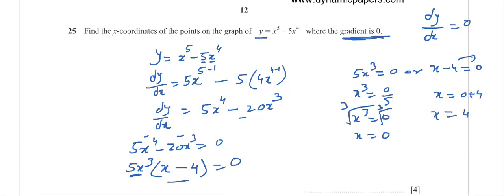So it means the question was saying just find the x coordinates. No need to go for y. Sometimes you can be asked y also, so this value of x you will put here. So what are the x coordinates? The values of x are 0 or 4. These are the two values of x that you have to find.